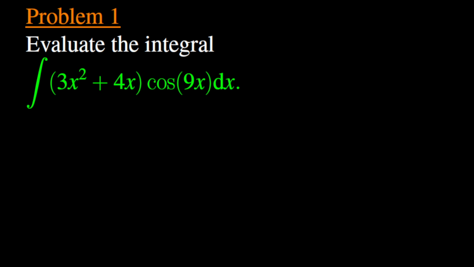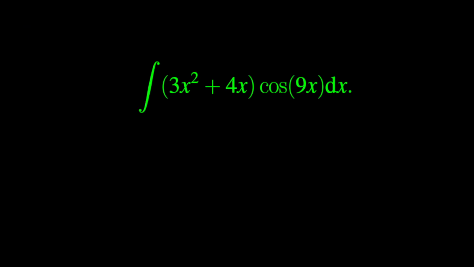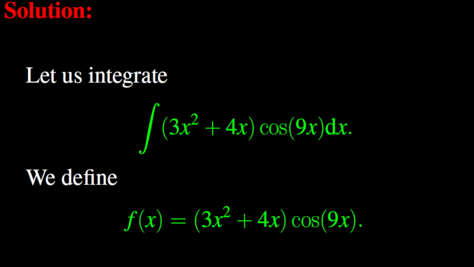Our goal in problem 1 is to find the antiderivative of the function 3x squared plus 4x times cosine of 9x. Let us integrate the function 3x squared plus 4x times cosine of 9x.